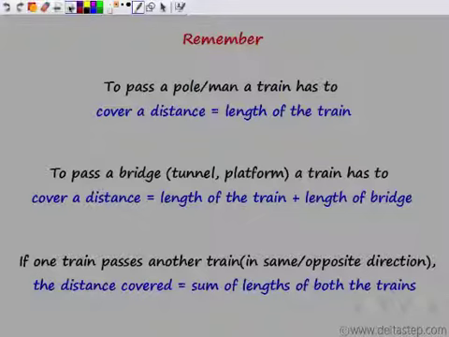Now when a train is passing a bridge, a platform or a tunnel, then the distance covered is length of the train plus length of the bridge, platform or tunnel. The third case is when two trains are traveling, whether in the same direction or in the opposite directions, the distance that they take to cross each other would be equal to the sum of lengths of both the trains. So these are the three important cases, remember them.